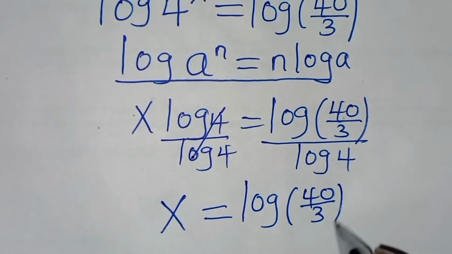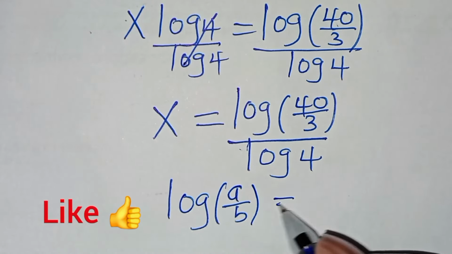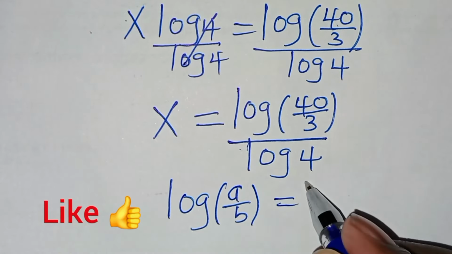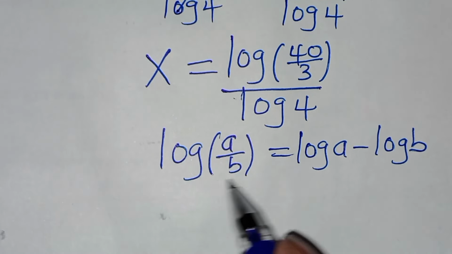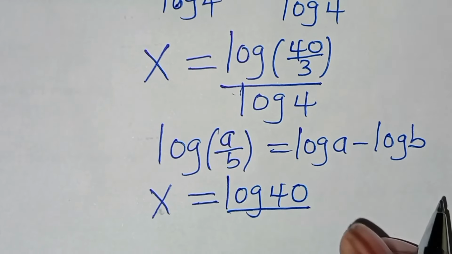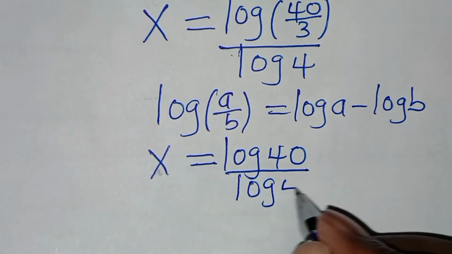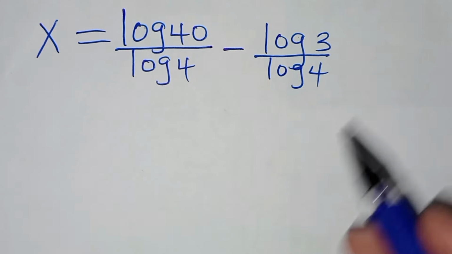So log 40 over 3 is in the form of log a over b, which we can express as log a subtract log b. Applying this property, x can be expressed as log 40 divided by log 4 subtract log 3 divided by log 4. So here we have x equal to log 40 over log 4 minus log 3 over log 4.